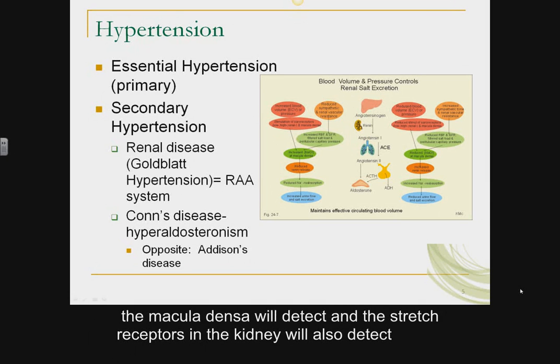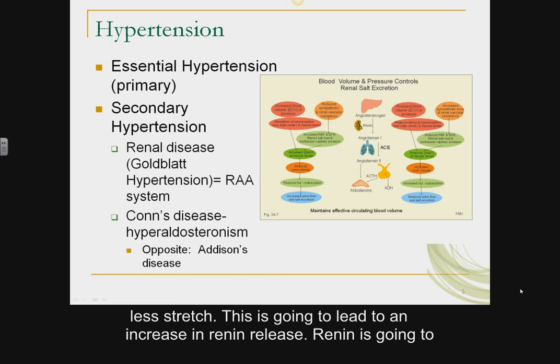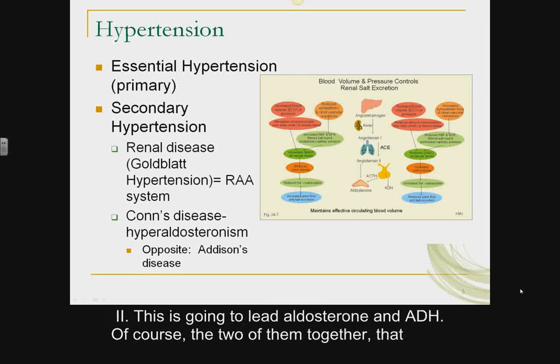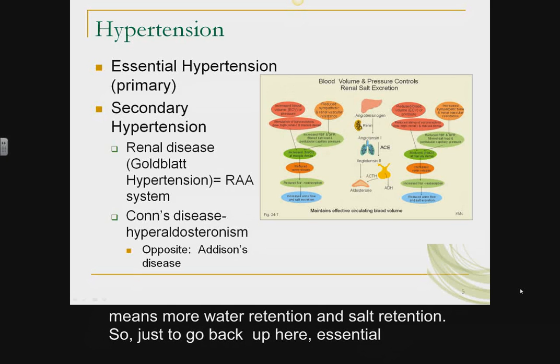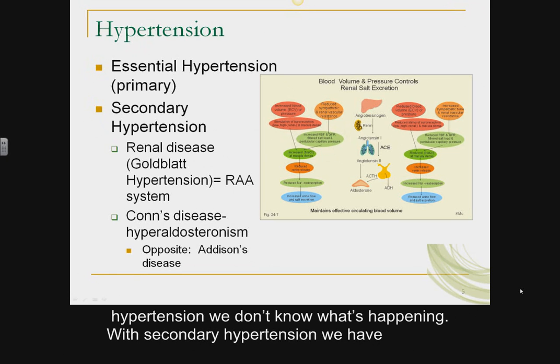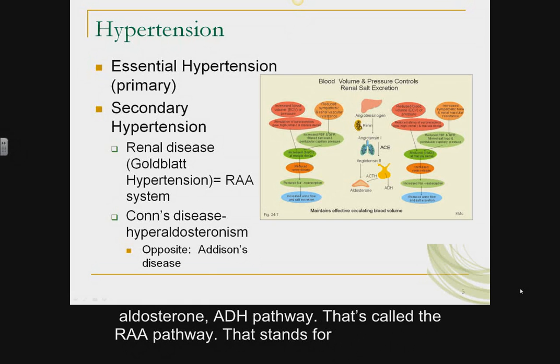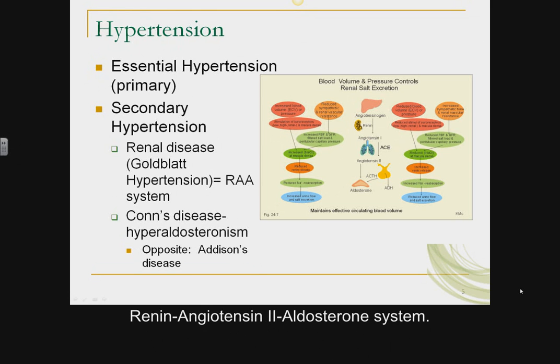This is going to lead to an increase in renin release. Renin is going to cleave angiotensinogen into angiotensin-1, which will be cleaved by ACE into angiotensin-2. This is going to lead to aldosterone and ADH release. Of course, the two of them together, that means more water retention as well as salt retention. So just to back up here, essential hypertension, we don't know what's happening. With secondary hypertension, we have an idea. Now keep in mind the renin, angiotensinogen, angiotensin-1 and 2, aldosterone, and the ADH pathway. That's called the RAA pathway. It stands for the Renin-Angiotensin-2-Aldosterone System.